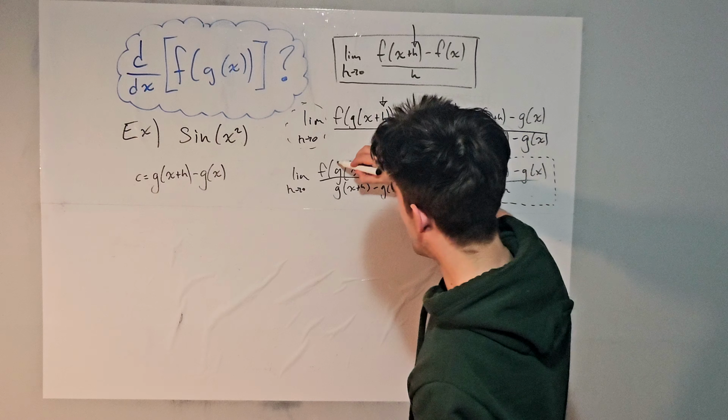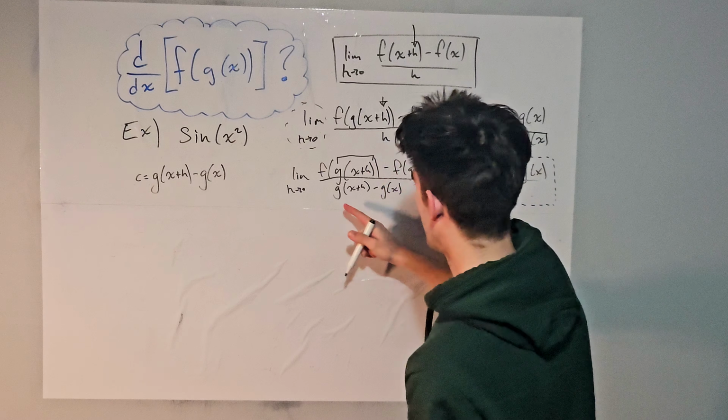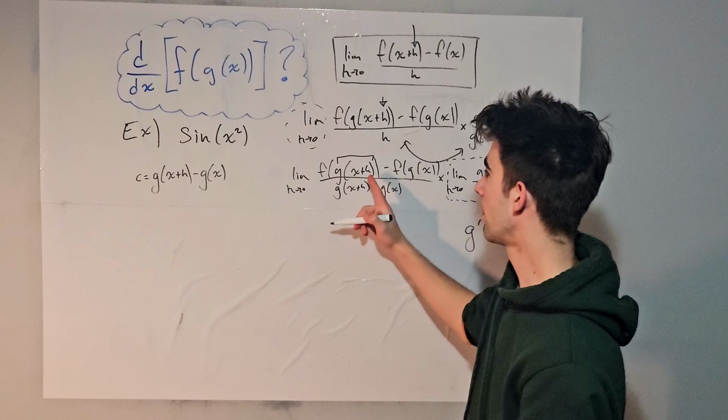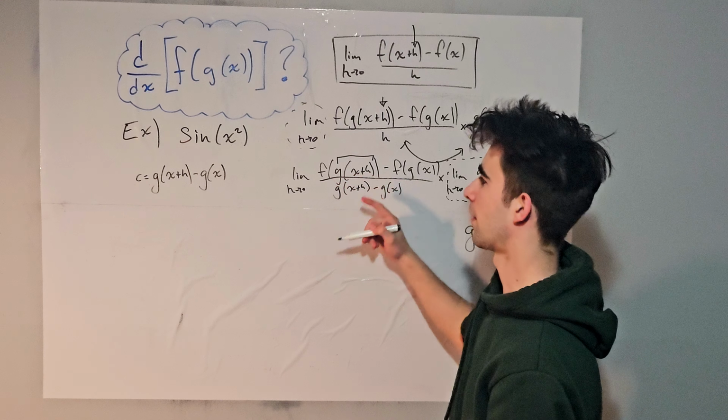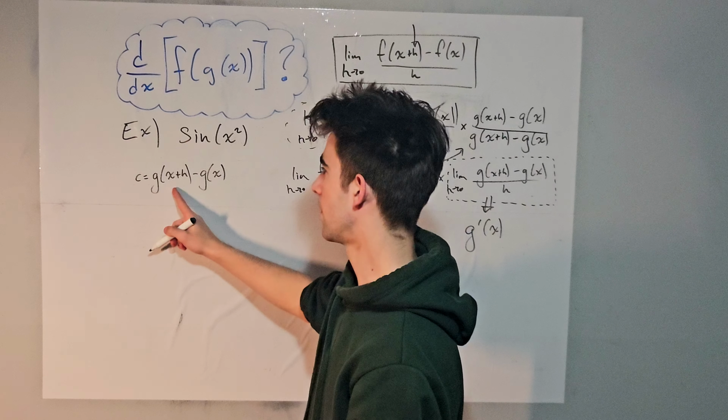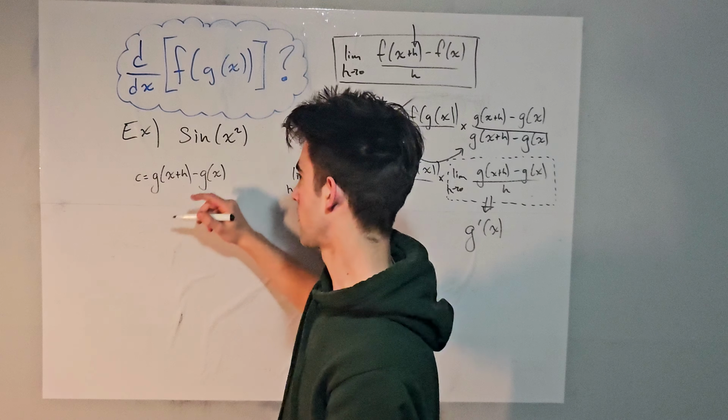We also have an h here though, and so if we're trying to get rid of this h, we need to figure out what g of x plus h is equal to. So to get g of x plus h, let's add g of x to both sides. We'll get g of x plus h equals c plus g of x. Awesome. Now we can substitute this in for here, and we can get rid of the h and get it in terms of this new variable c.